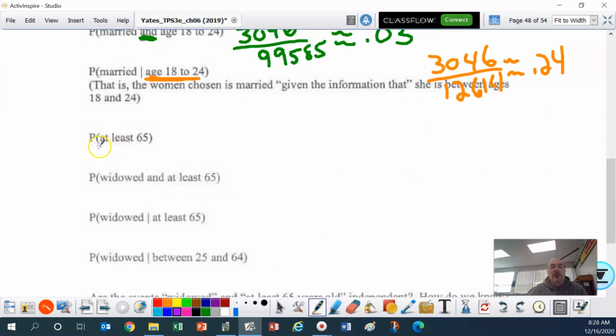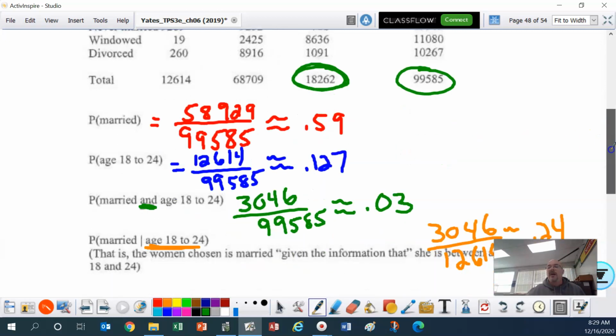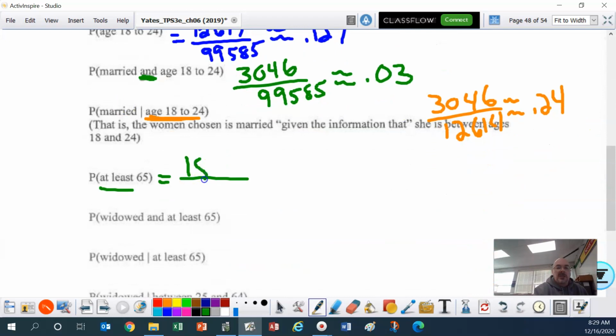Now I'm going to go to the probability of at least 65. Let me start with green, at least 65. Again, no condition here. So at least 65, that would be all of them. So 18,262 divided by the 99,585. You can go ahead and figure out the decimal for that. Again, pause the video if I'm going too fast.